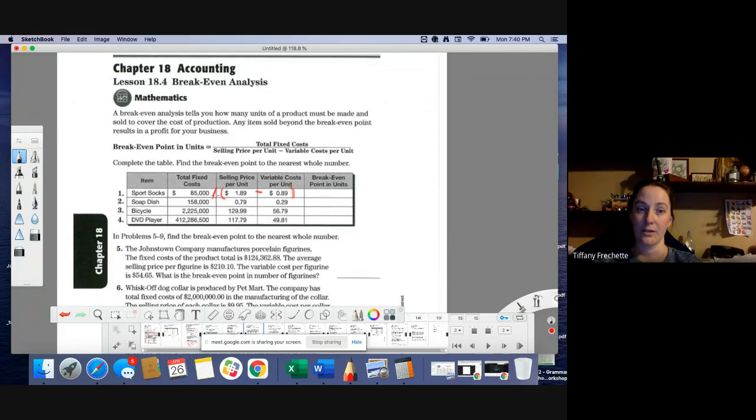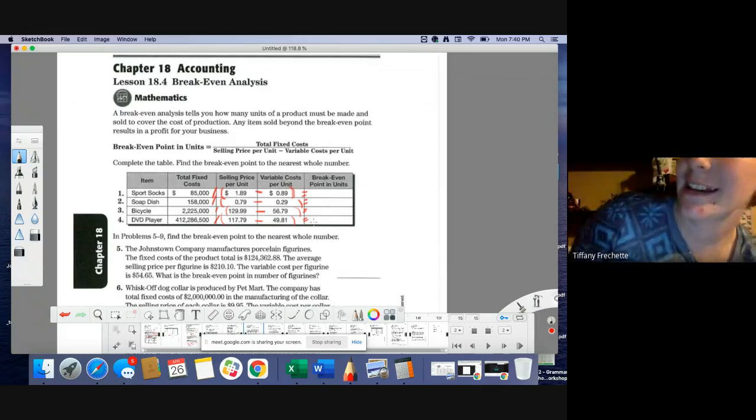Okay, so make sure you're going through and doing this for each one of these. These are grouped. You're going to subtract, and then what you get for your subtraction, you're going to divide the big number by that. And that tells you your break-even point. How many units do you actually have to make in order to break even?